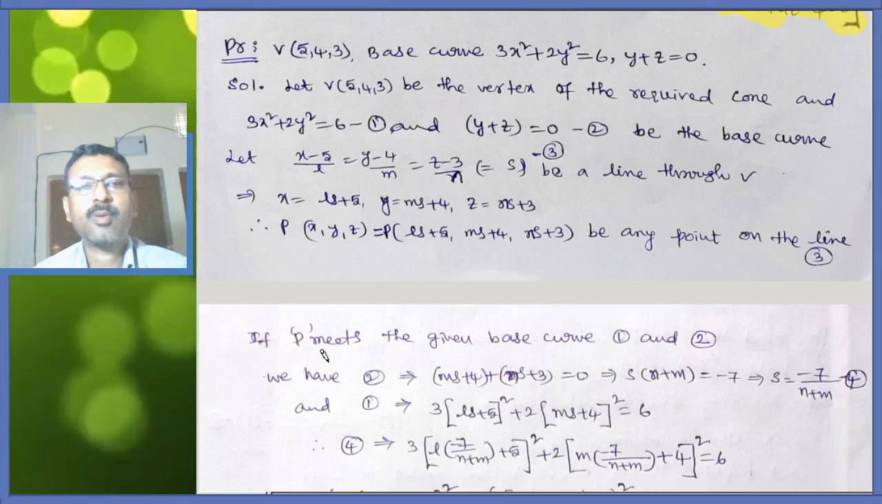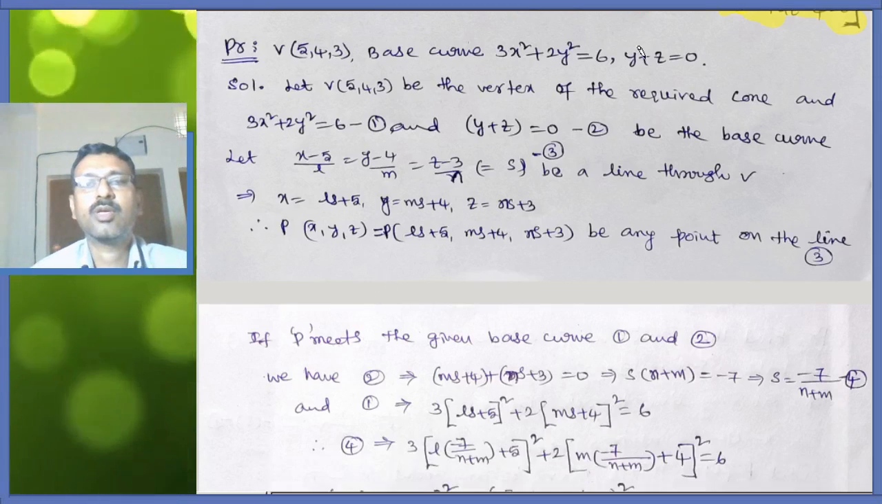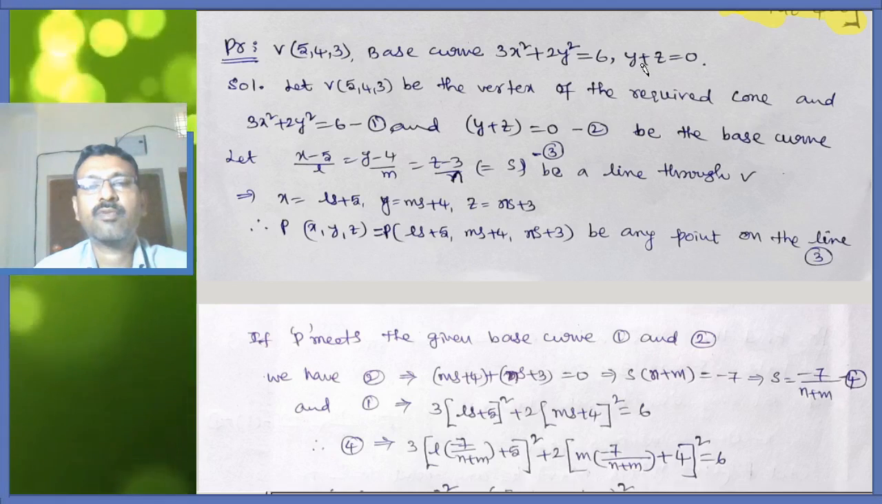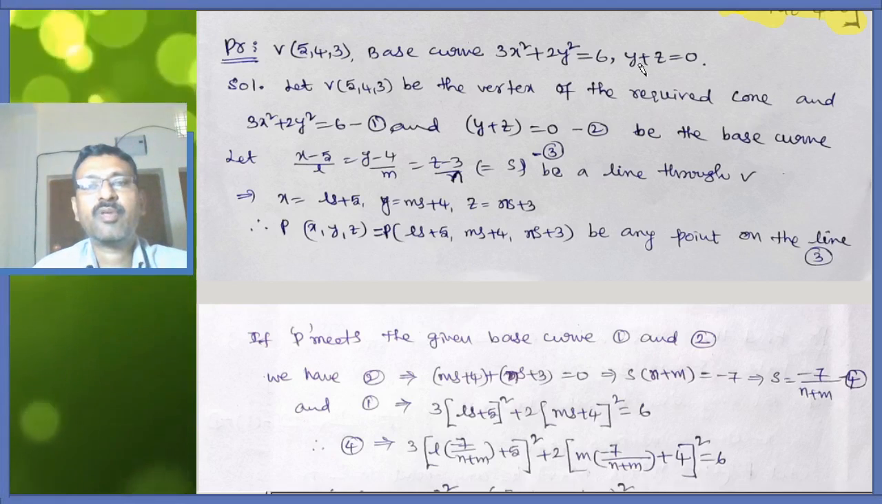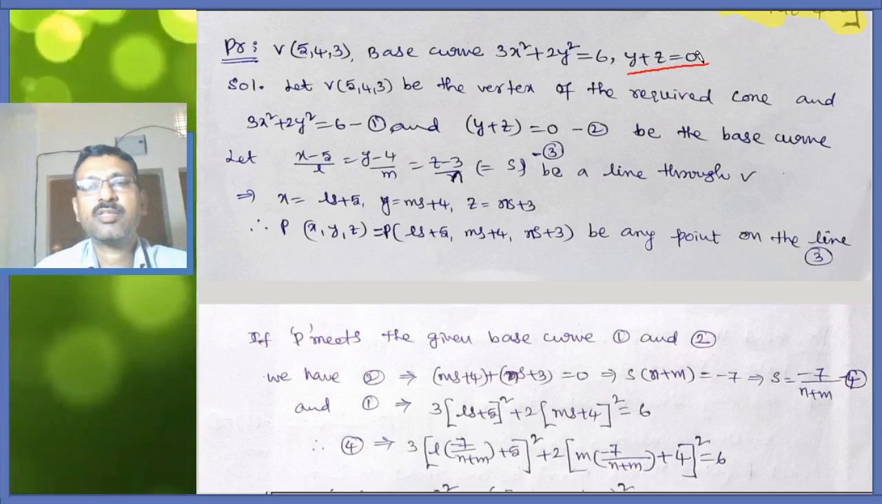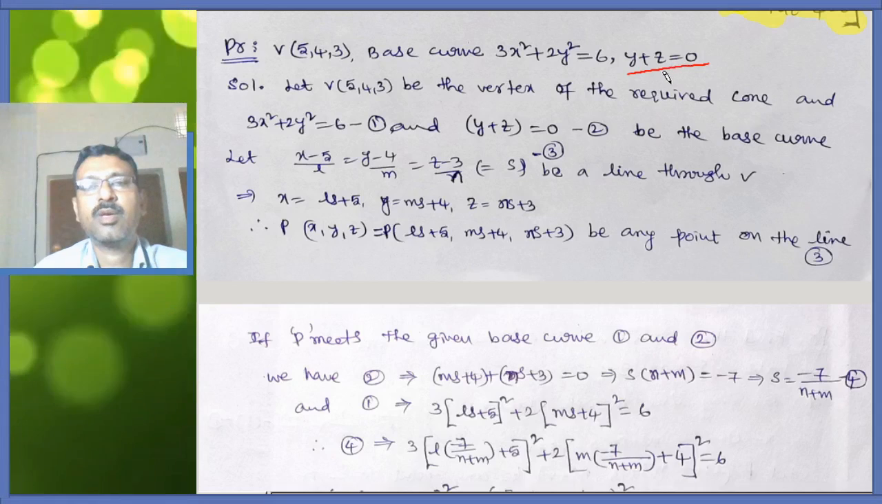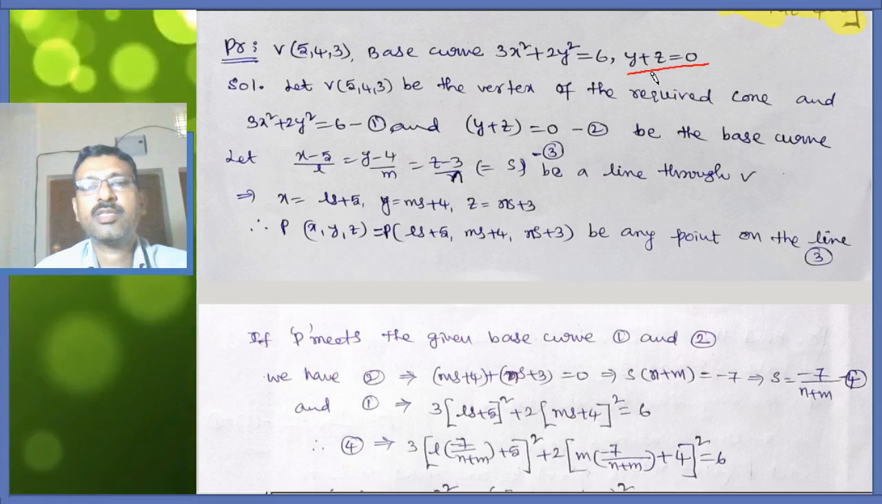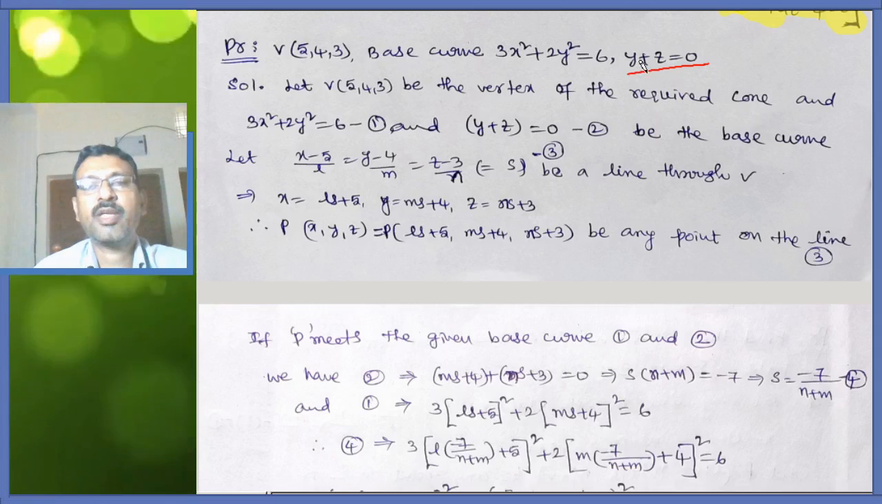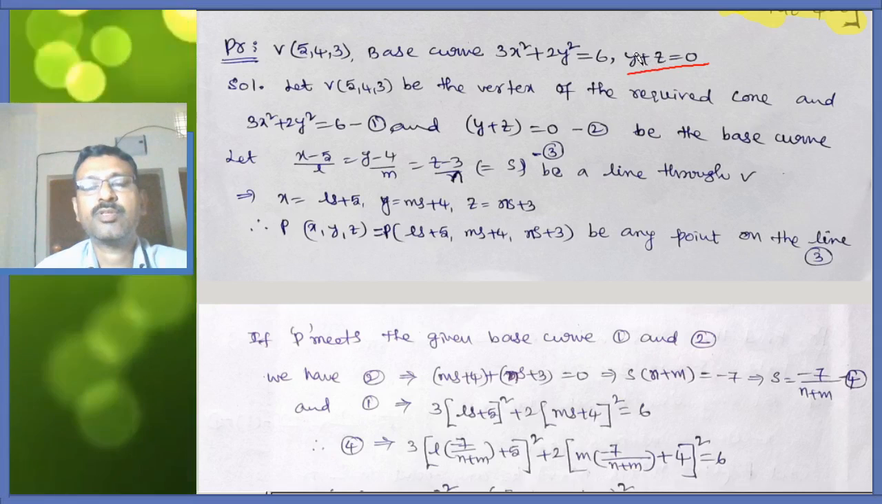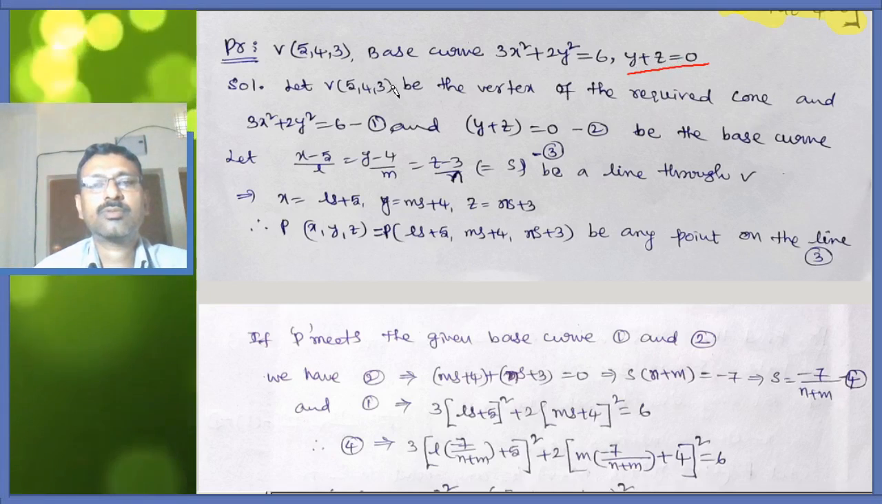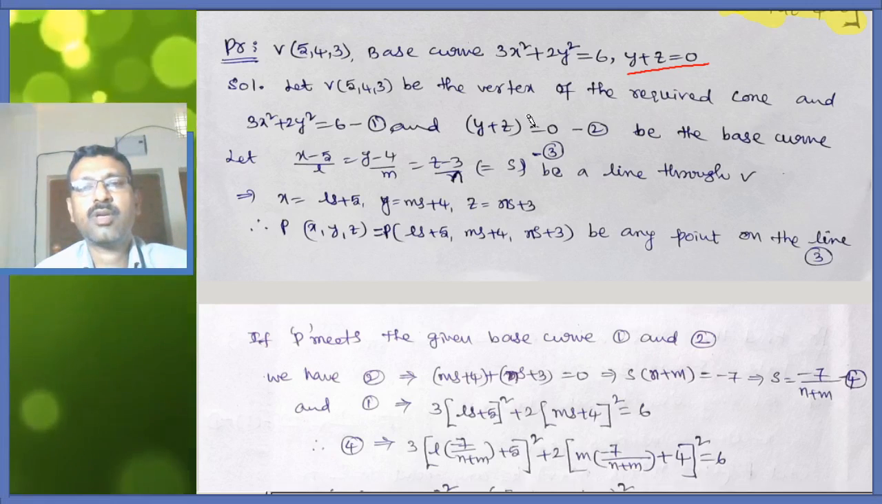Here is the next problem. This is something different from the previous problem. In the previous problems, the base curve is given in the form of two equations, where the second equation is very simple. But here the second equation is given in terms of two variables y and z. So we have some difference.